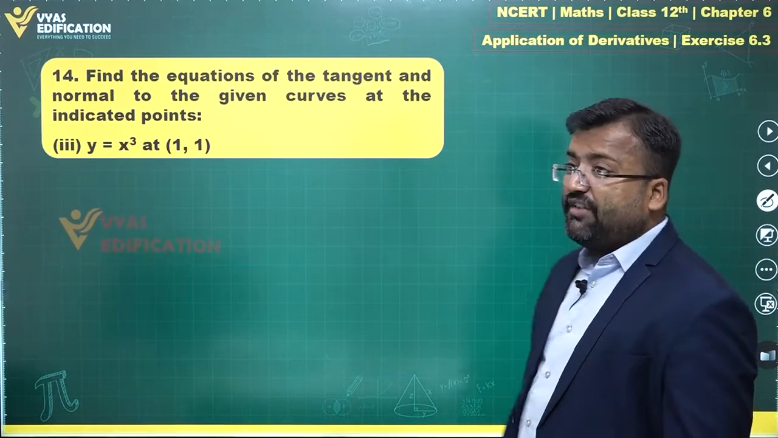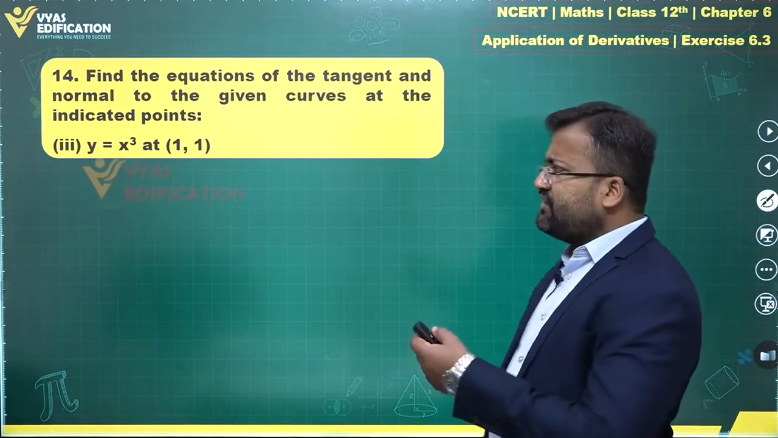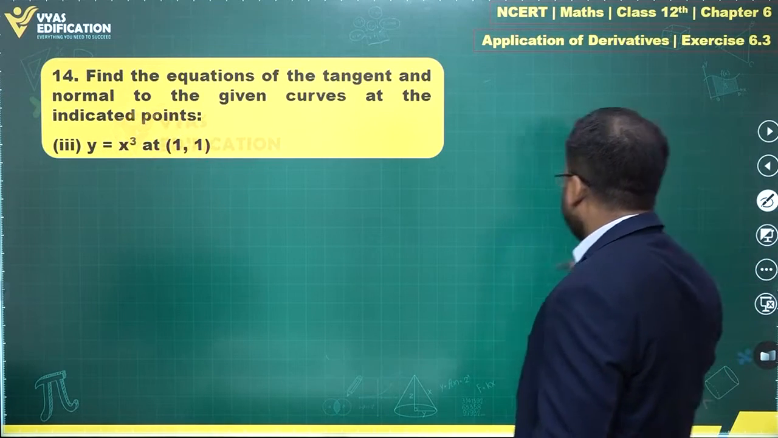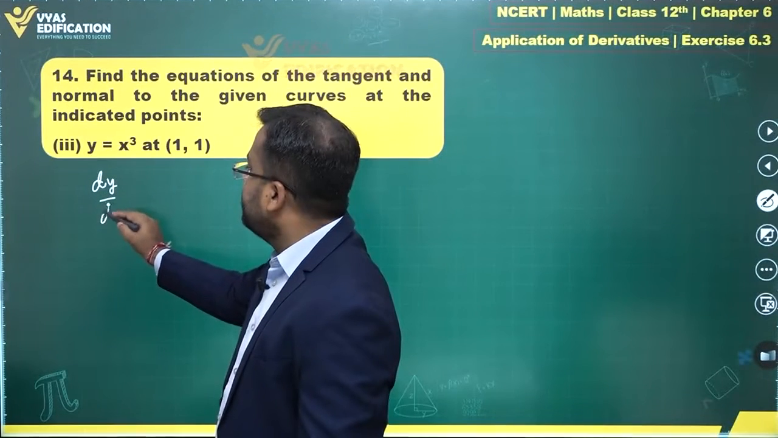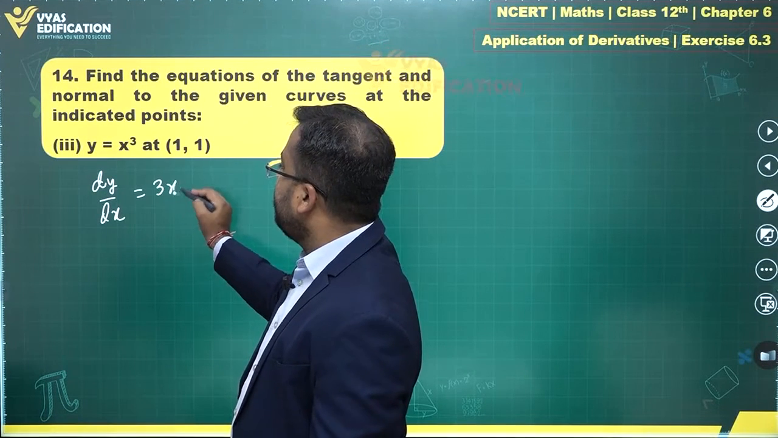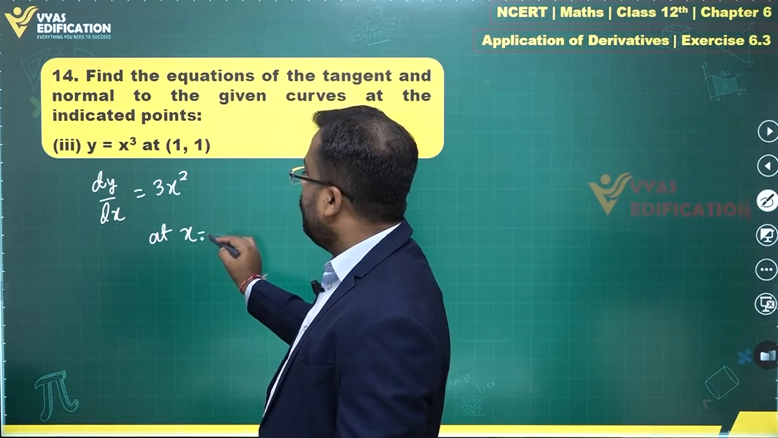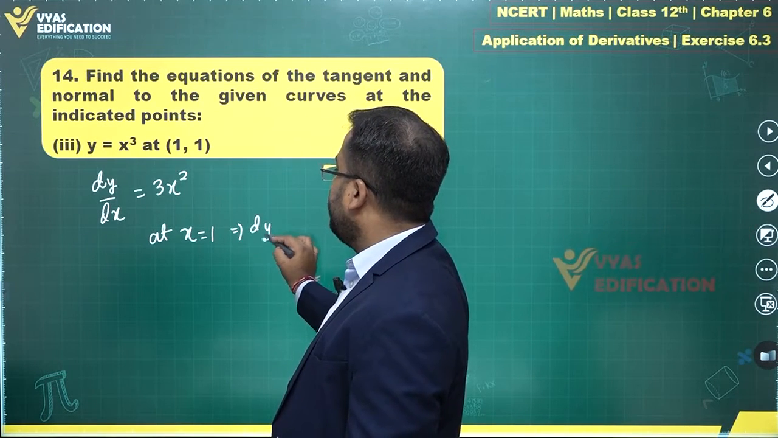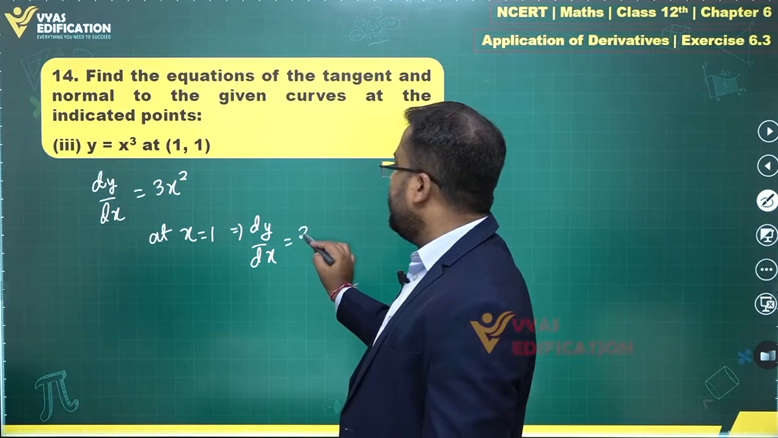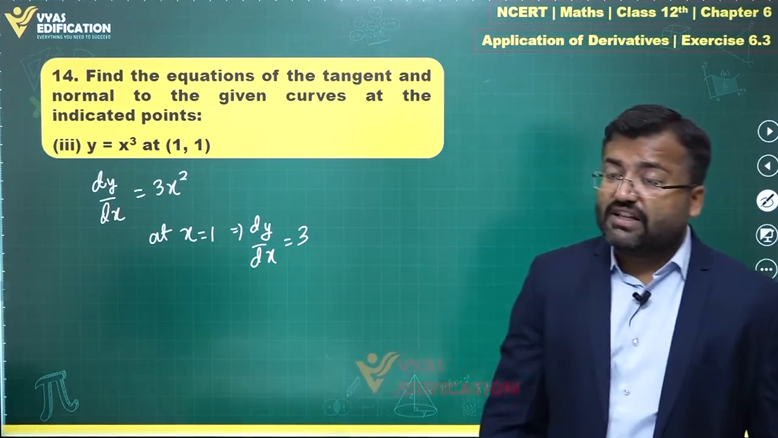y is equal to x^3 at (1, 1). Now y is equal to x^3 is a pretty simple equation and we can easily find the derivative of this. dy by dx is equal to 3x^2. And if you want to find it at x equal to 1, dy by dx will be equal to simply 3. 3 times 1 squared is 3.